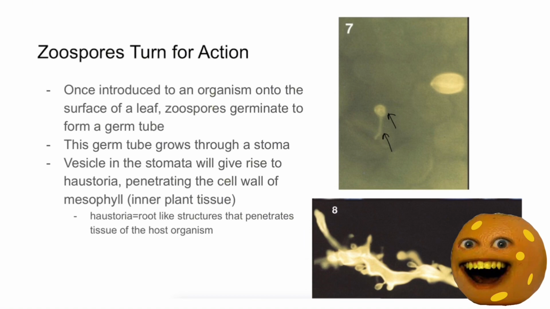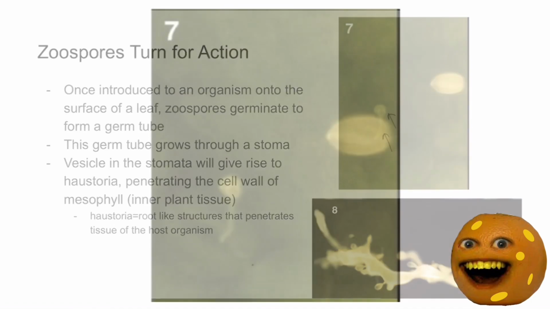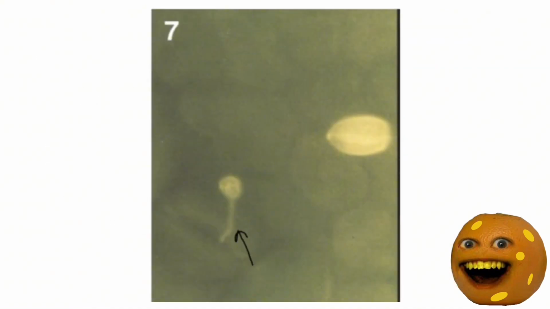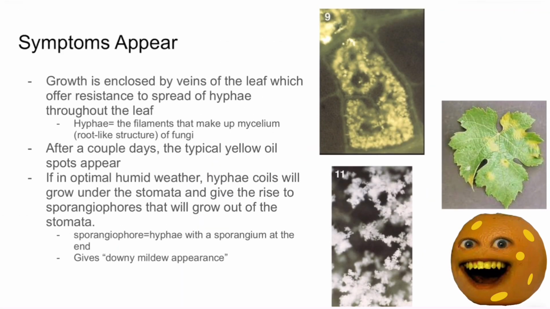So once the zoospores are introduced to an organism, which is the leaf in this example, the zoospores will form their own germ tube and will grow into the stomata, and they'll have a vesicle in the stomata that will give rise to haustoria. So in the first image, you can see your germ tube right there, and there's your little vesicle. And this is what a haustoria would look like. Basically, they're going to be penetrating the cell wall, making room for themselves, and haustoria are root-like structures that penetrate tissue of the host organism, which I've hinted at before.